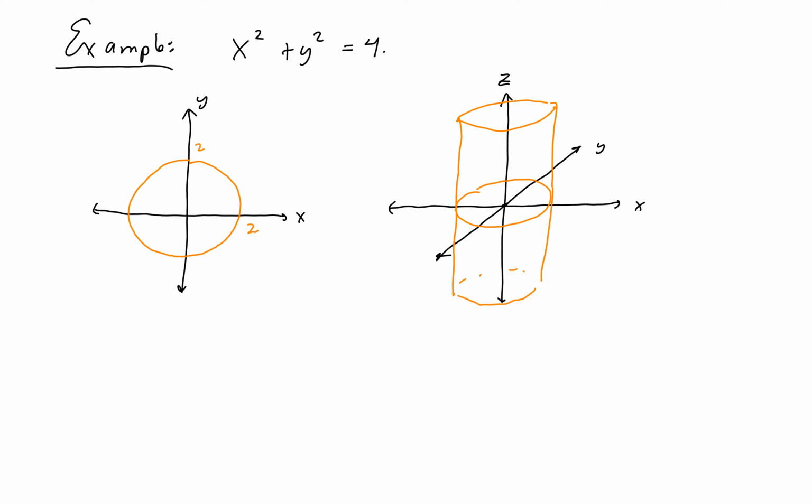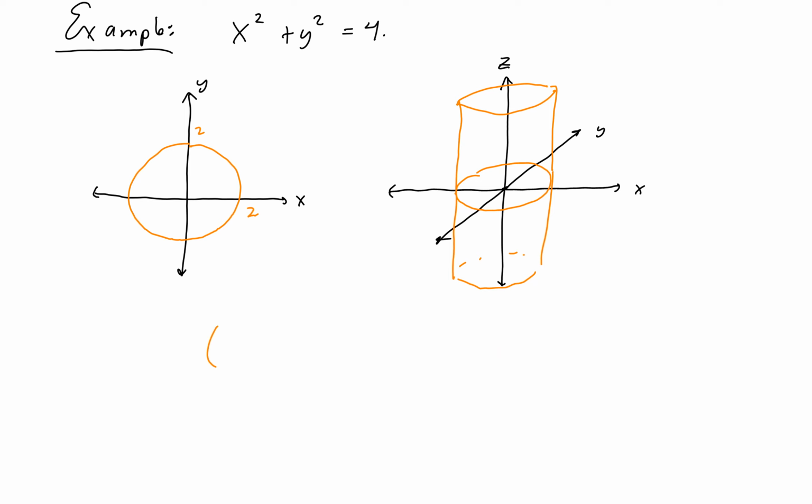So if we think of the points that are on this, they look like (x, y, z), but we restrict x squared plus y squared to be equal to 4. But notice our z can be anything at all.